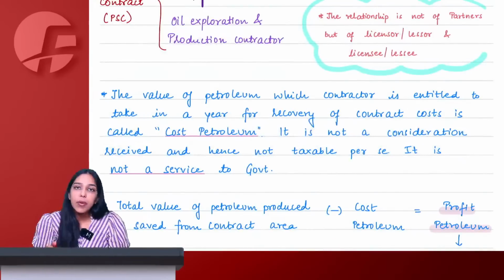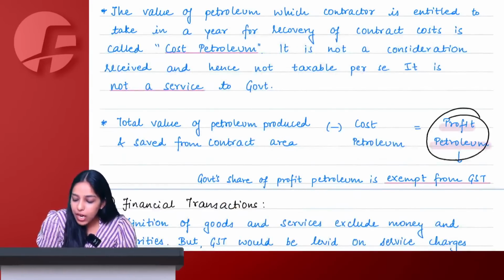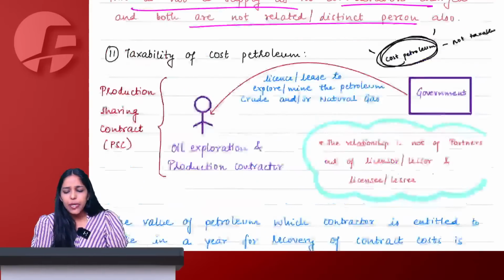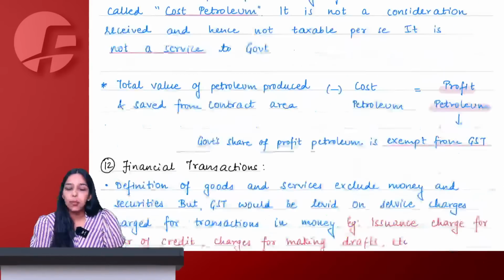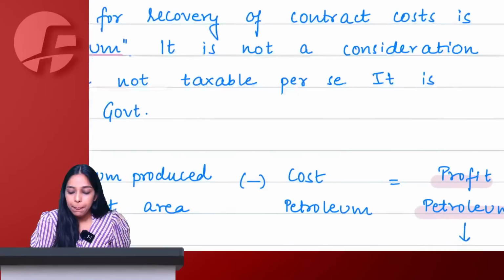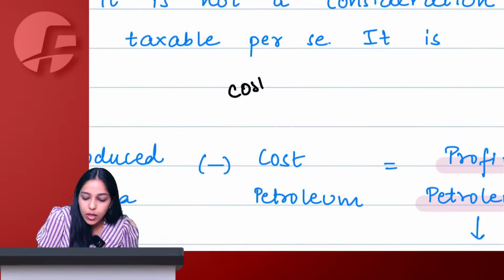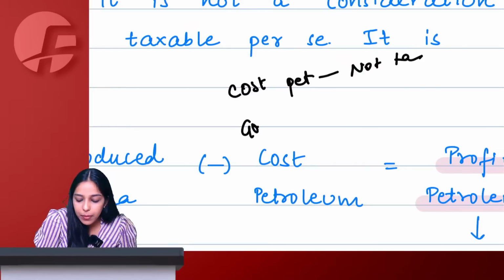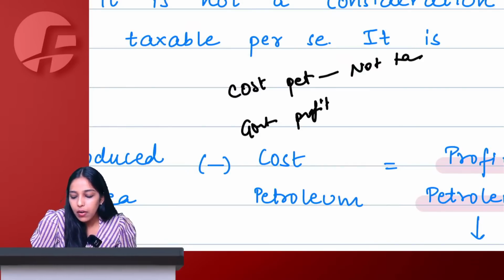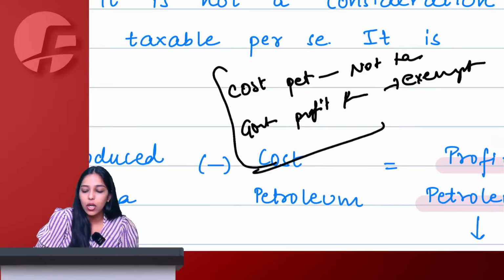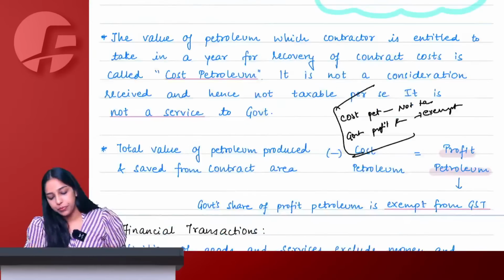And out of profit petroleum also, the government's share of profit petroleum is exempt under GST. It will take me 10-15 minutes to explain the entire provision. Therefore, I am only giving you the conclusion that you need to remember. The conclusion simply says that cost petroleum is not taxable, and the government's share of profit petroleum is also exempt under GST. So basically GST is not applicable on both of them.